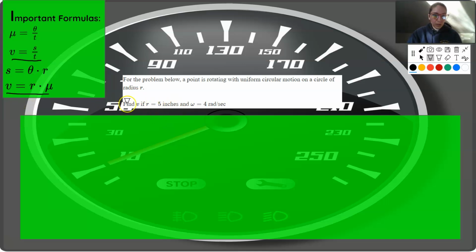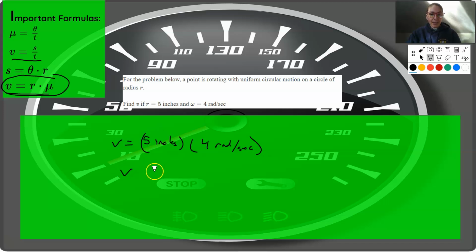So we have an r and we have a mu. That means I really want to use this formula because I know r and I know mu. So v is going to be equal to r, which is 5 inches, times mu, which is 4 radians per second. So linear velocity is going to equal 20 inches per second, because 5 times 4 gives us 20 inches over seconds. And that's how we found v, because we realized we want to use this formula, which relates angular velocity to linear velocity.